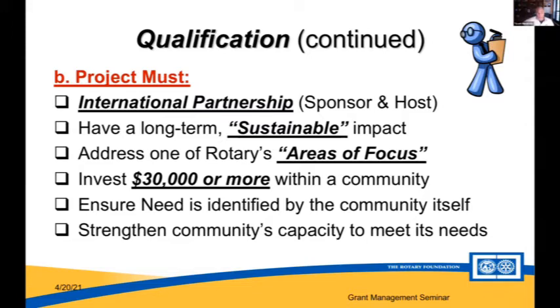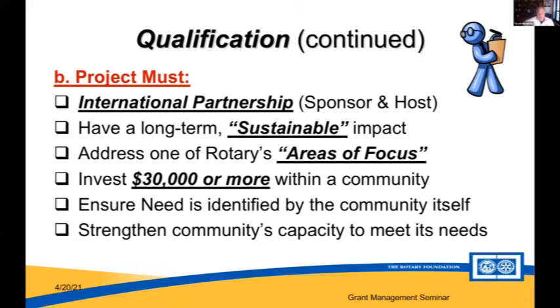Most important, your project, your plan has to have a sustainable impact. Rotary Foundation, Rotary International, very focused on sustainability, rightfully so. So many projects get done and then they die over time. They don't continue. So you've got to have a plan to make sure that your project will be alive for years to come and address the needs that you identified for years to come.